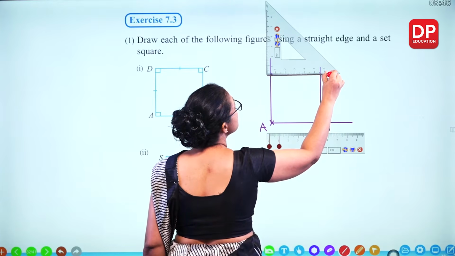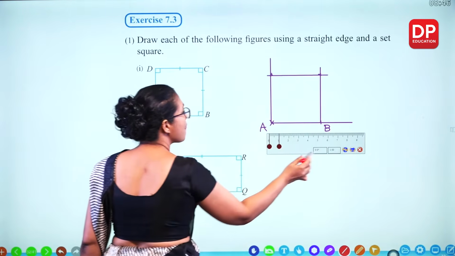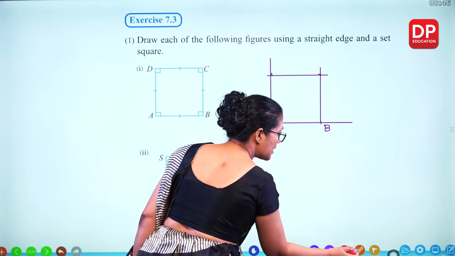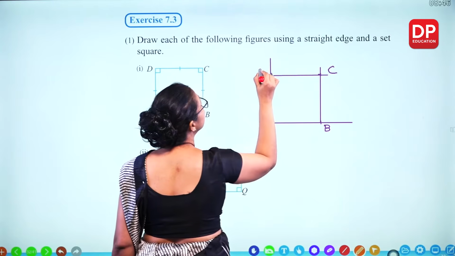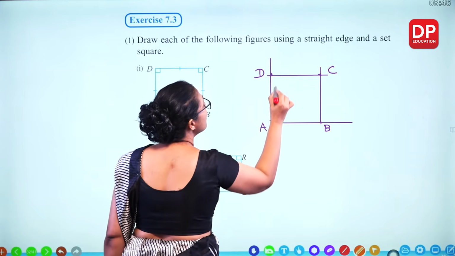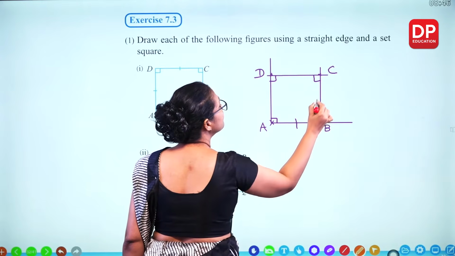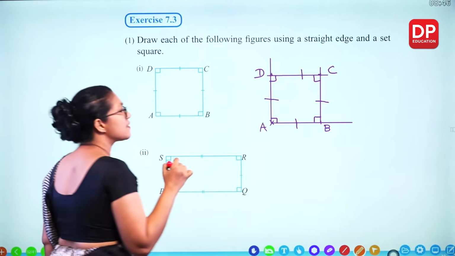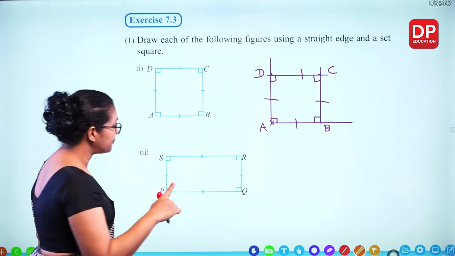So same distance, because all lengths are equal. I took 5 centimeter length. Now we can see that this is a square A, B, C, D, and these are perpendicular and all lengths are equal. That's a square. How do you draw a rectangle?